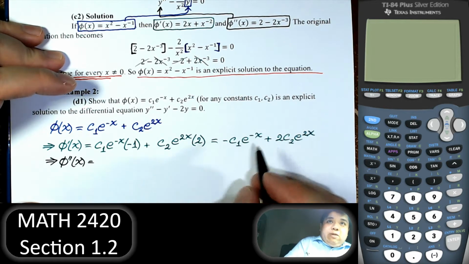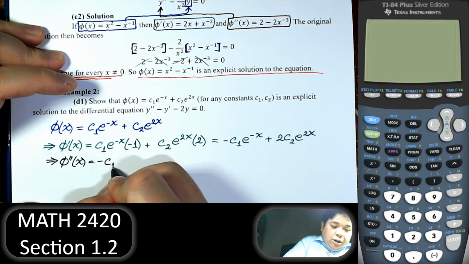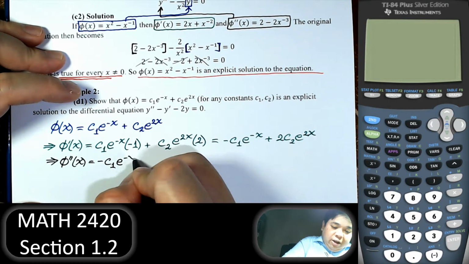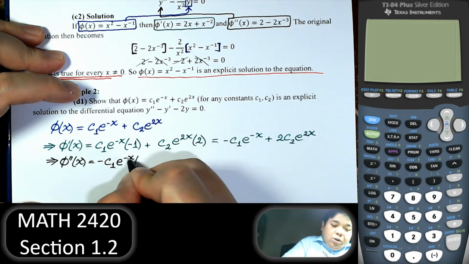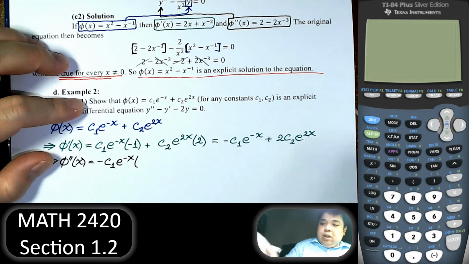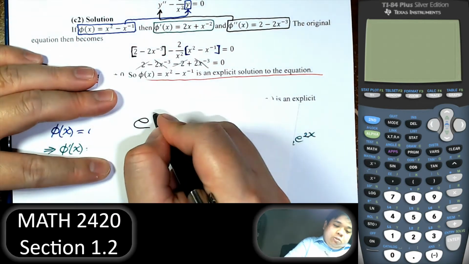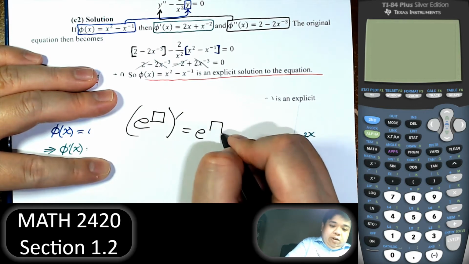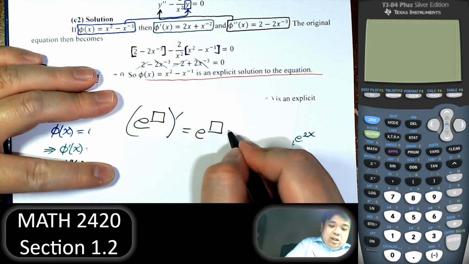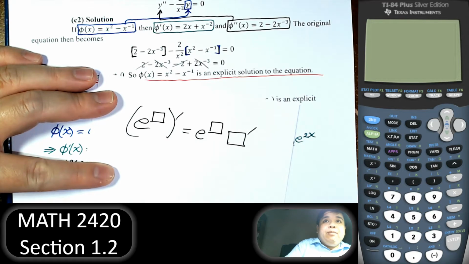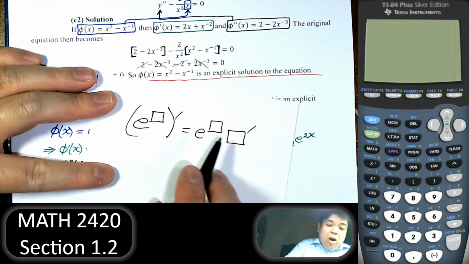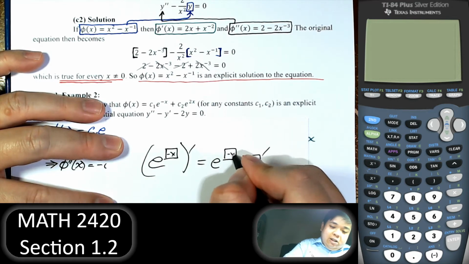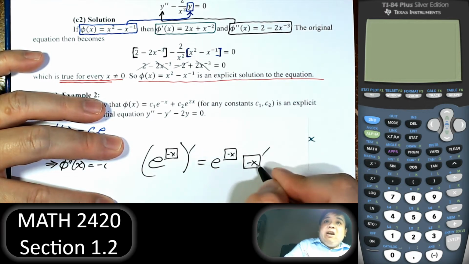So the derivative of this is negative c1 e to the negative x. The derivative is e to the negative x, and then the derivative of the exponent. Just like the derivative of e to something is the same thing times the derivative of it. It doesn't matter what is inside the box. In this case we have negative x, and the derivative of negative x is negative 1.